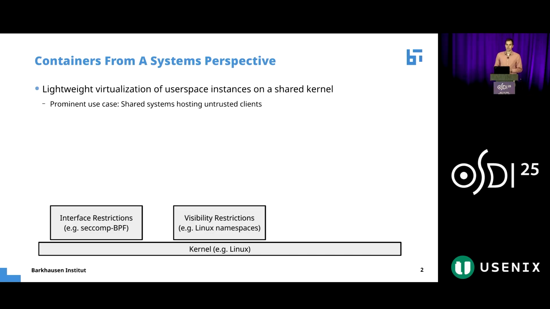Second, visibility restrictions like Linux namespaces try to get rid of global namespaces that exist on monolithic kernels, for instance, for things like process IDs or network interfaces, to provide a more complete isolation of applications running inside the containers. And lastly, we have resource restrictions, which enable administrators to set fine-grained restrictions on the amount of resources that a container consumes, and this might apply to a variety of resources, for instance, network bandwidth or the memory consumed.